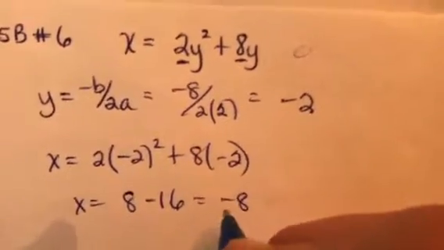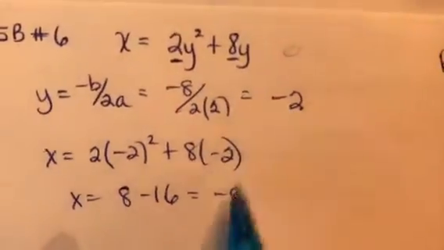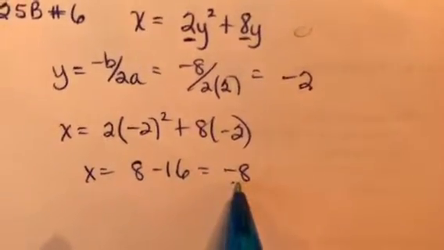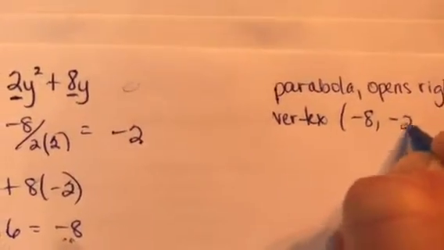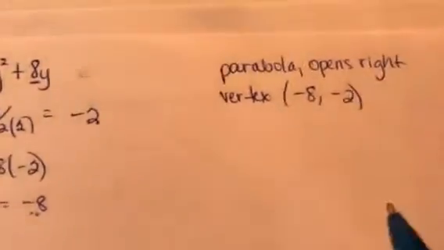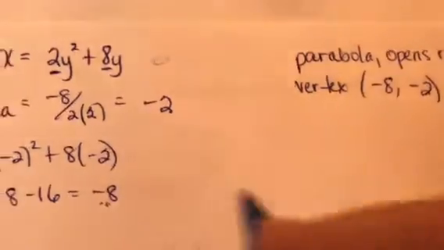Now be really careful when you write your vertex. It's not negative 2, negative 8. The x value always comes first. So it should be negative 8, negative 2. So I'm going to come over here, and here's my vertex. Negative 8, negative 2.